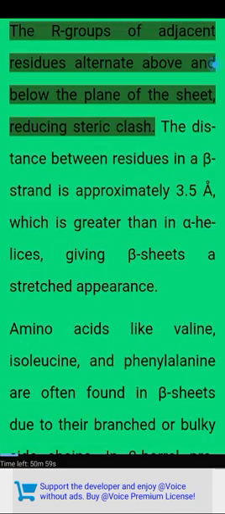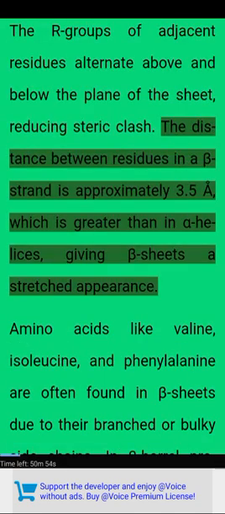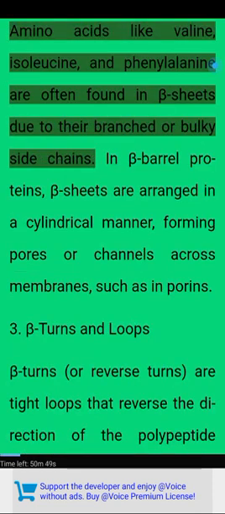The R groups of adjacent residues alternate above and below the plane of the sheet, reducing steric clash. The distance between residues in a beta strand is approximately 3.5 Å, which is greater than in alpha helices, giving beta sheets a stretched appearance.